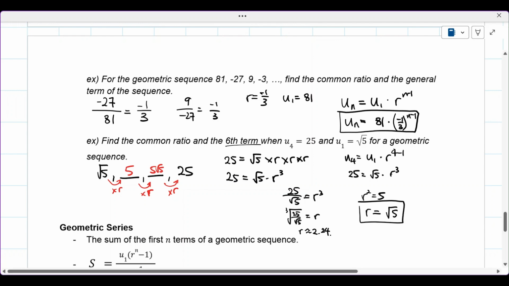Now let's also find the sixth term. Now that we know r, and we know u1, I think I can plug into the formula. un is equal to u1 times r to the power of n minus 1. I'm trying to find u6, right? u6 is equal to, u1 was square root of 5, r was square root of 5, n is 6. It means that u6 is equal to square root of 5 times square root of 5 to the power of 5.